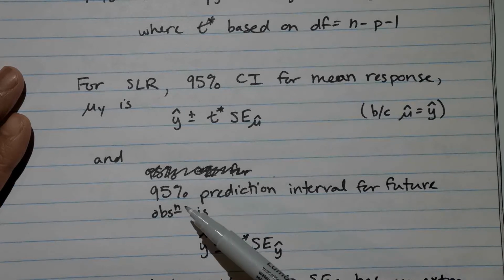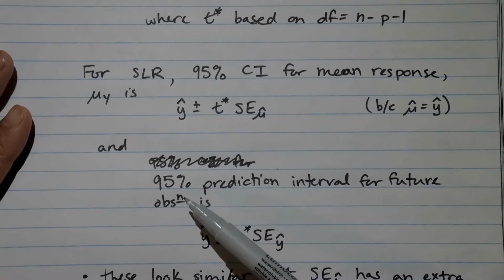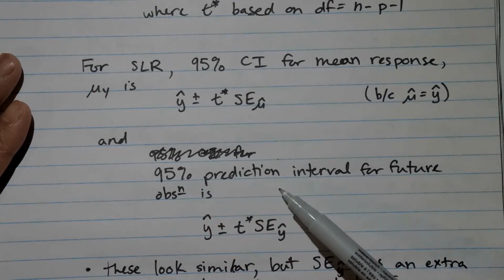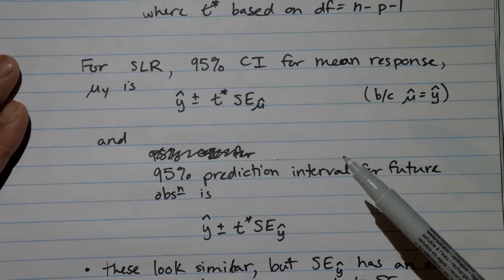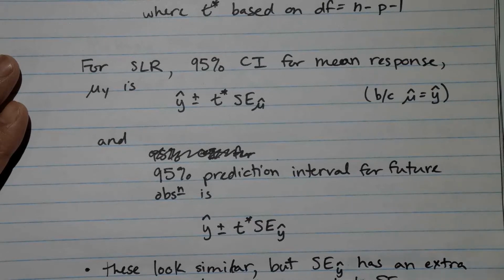On the other hand, we might be interested in building what's known as a 95% prediction interval. So that's like a confidence interval, but it's for a future observation that is not in our sample. Again, the best guess at the response for that individual would be y hat, which is from our regression model, plus or minus t star times the standard error of y hat.